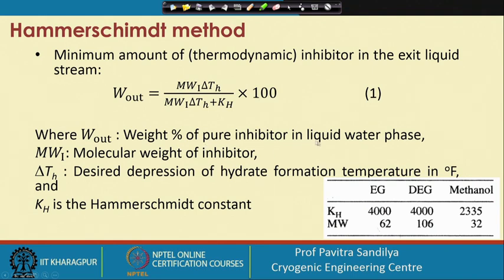of pure inhibitor in the liquid water phase, and in this MW represents the molecular weight of the inhibitor, I is the subscript denoting the inhibitor. This is the temperature depression that occurs during the hydrate formation, and this is the Hammerstedt constant. And in this particular table we find for these various inhibitors, EG, DEG and methanol, the kH value and the molecular weight have been listed.